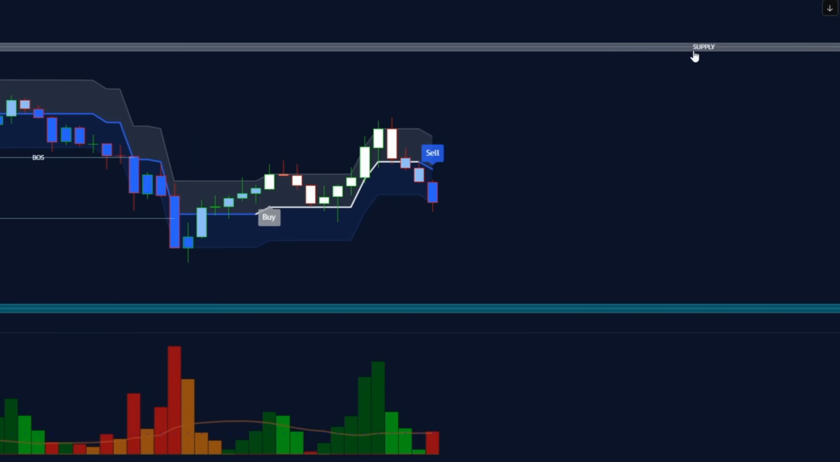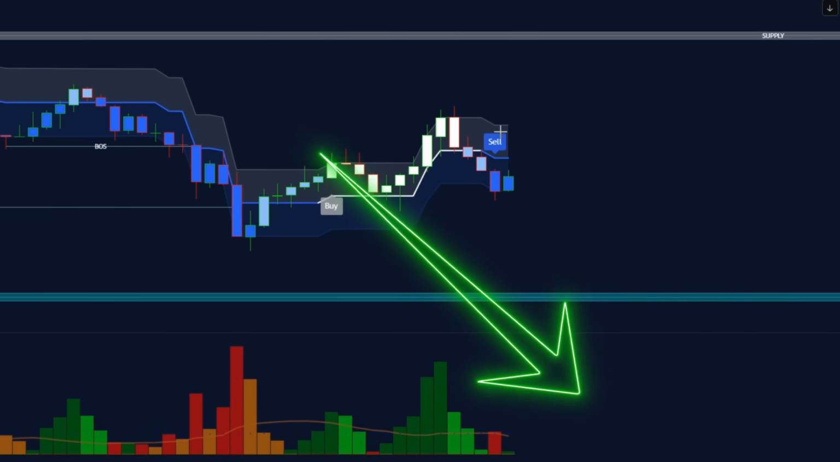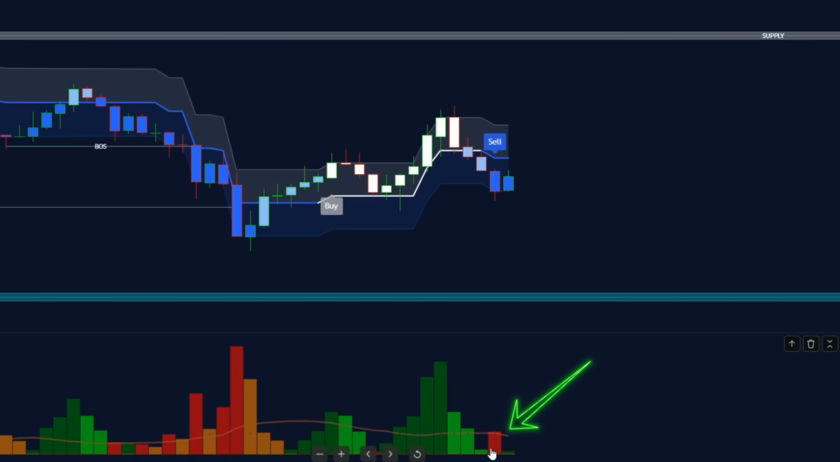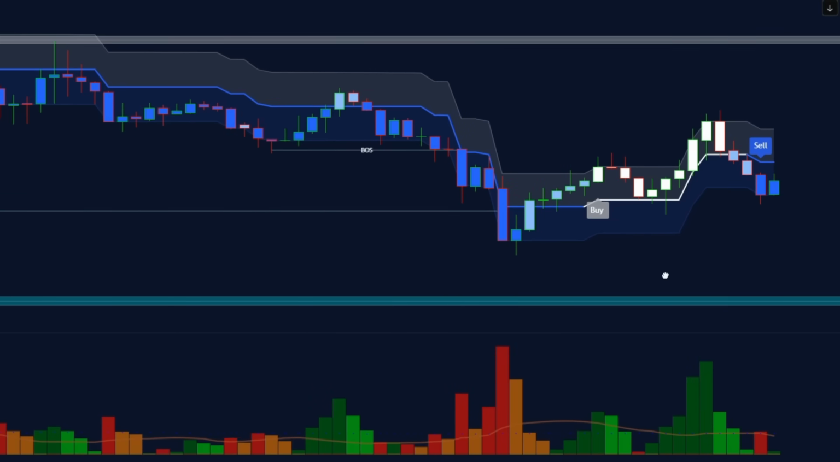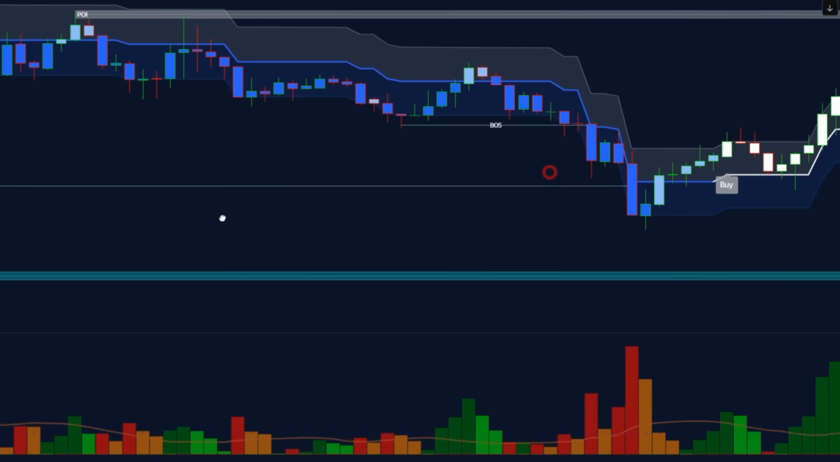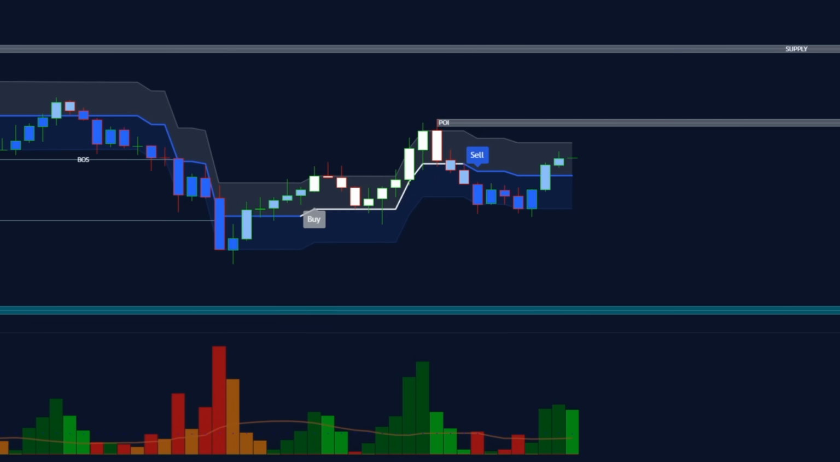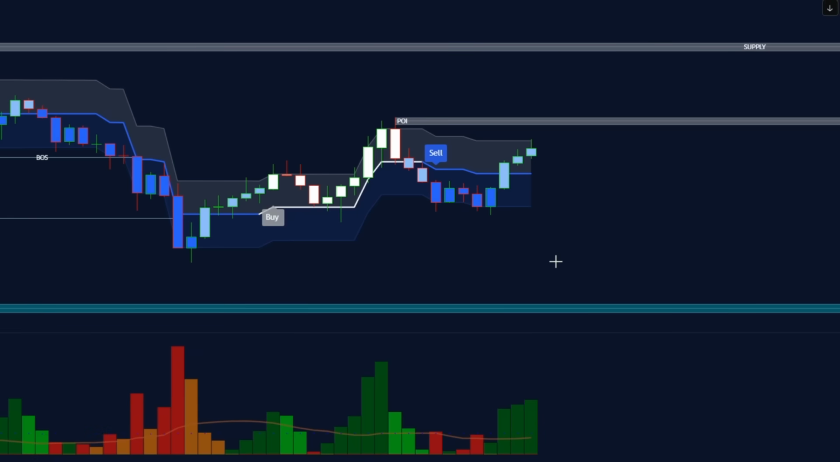Example 2, the volume save. Look at this setup. Price hits a supply zone. The range filter is red. It looks like a perfect sell, right? But look at the Waddah Attar. The red bar is tiny. It is below the white line. This means the sellers are weak. If you took this trade, you would have lost money because the price reversed and went higher. The volume indicator saved you.